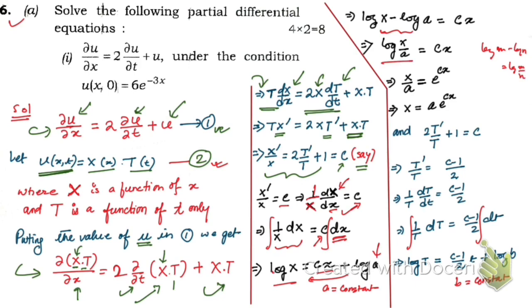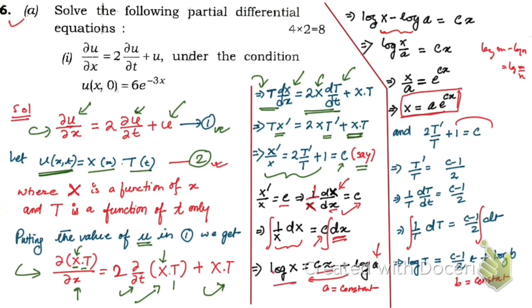And here we have taken the base of log as E, so that's why capital X by A is equal to E to the power CX, right? So capital X is equal to this. So this is the value of capital X. Similarly, if you take this part here, then you can find the value of capital T, right? This one on the other side divided by 2. So you have got C minus 1 by 2.